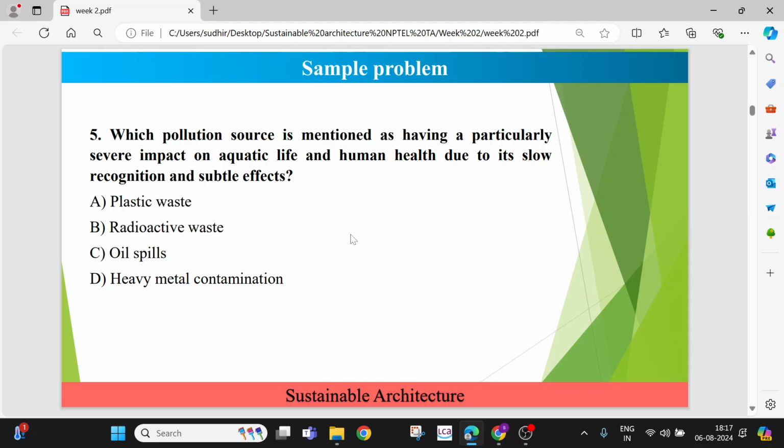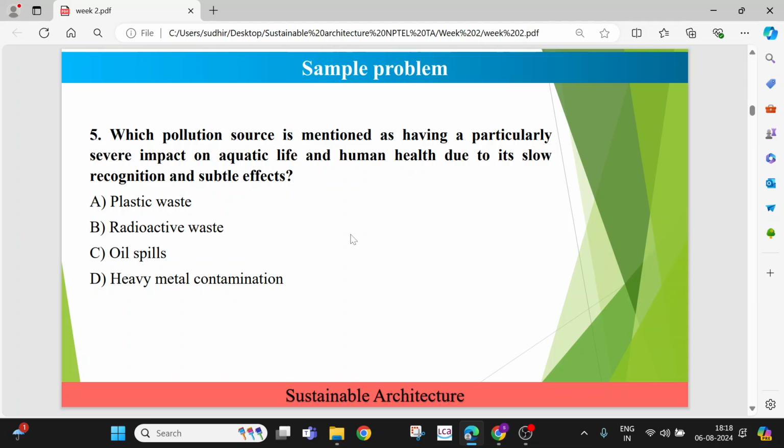So all of you have given option A, but option A is not the correct answer for this particular question. Try to read the question again and give the answer to this question number 5. Which pollution source is mentioned as having a particularly severe impact on aquatic life and human health due to its slow recognition? One example is also mentioned in the lecture videos. So is it heavy metal?